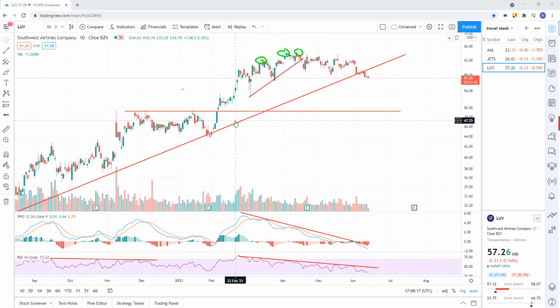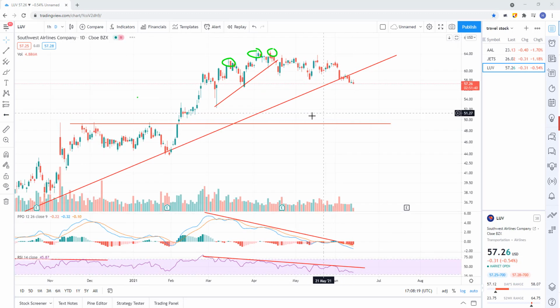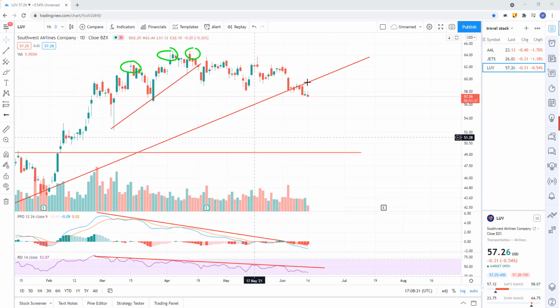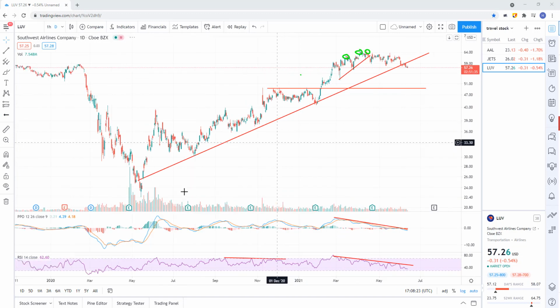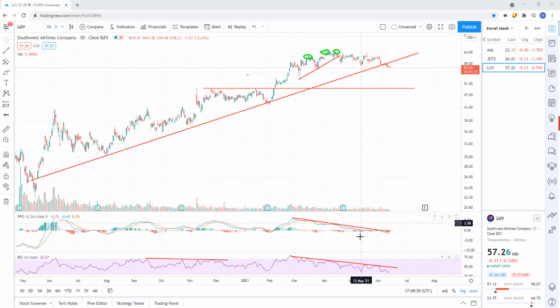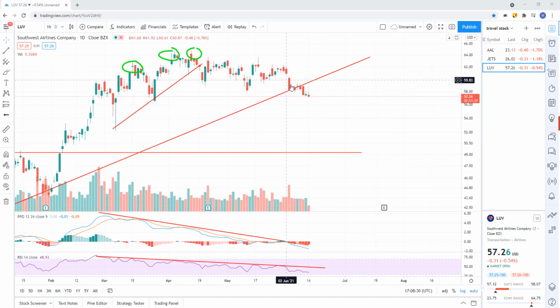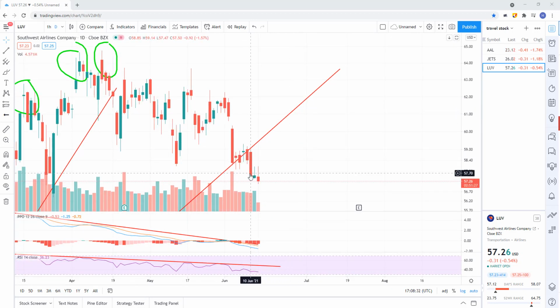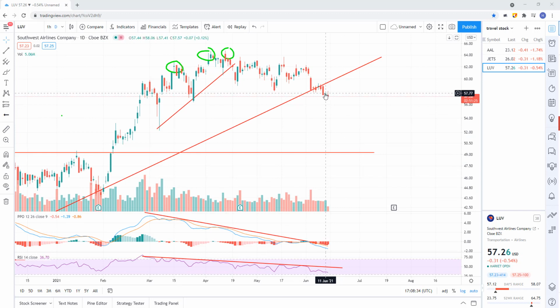Southwest Airlines. This one's starting to break. I think we have a sell signal right here. This to me looks like a sell signal. You have a clear uptrend line on Love, and you have big negative divergence on the RSI and the PPO. So you wait for a break of trend, and I think our sell signal came right there. So I think this is an objective short opportunity.